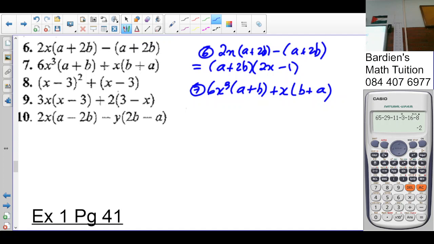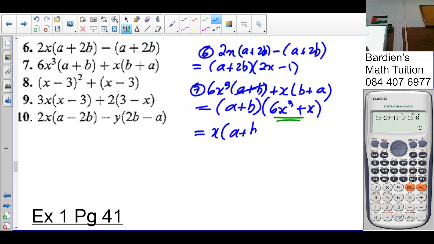Okay? So is a plus b the same as b plus a? Yes. We got a plus b as a common factor. But take it out, what am I left with? 6x cubed plus x. People, what's now common? X. Then I'm left with a plus b. 6x squared plus.